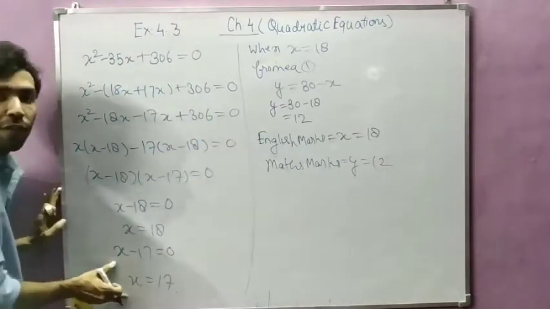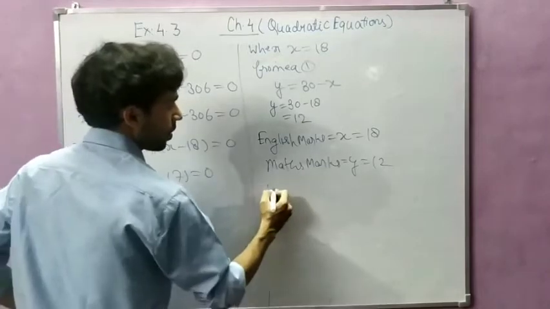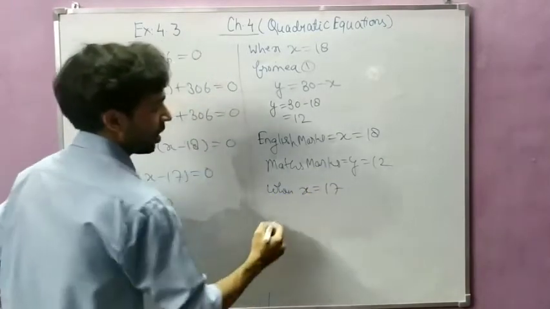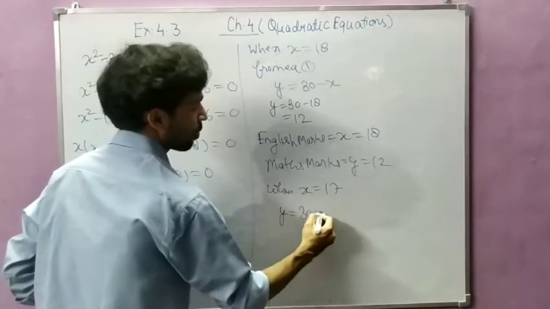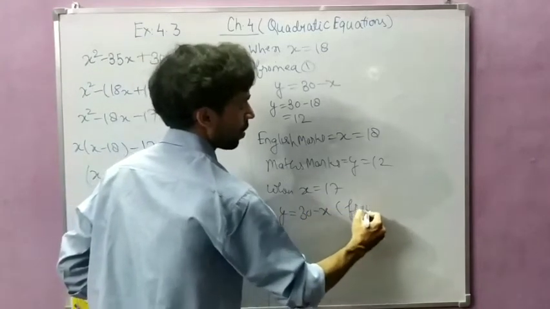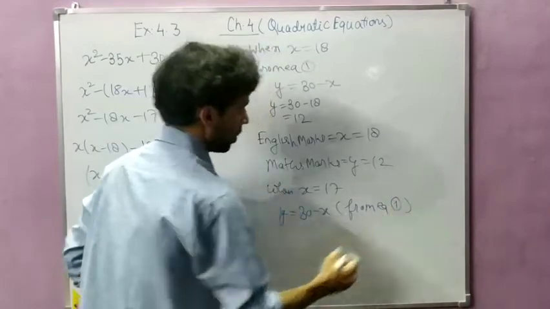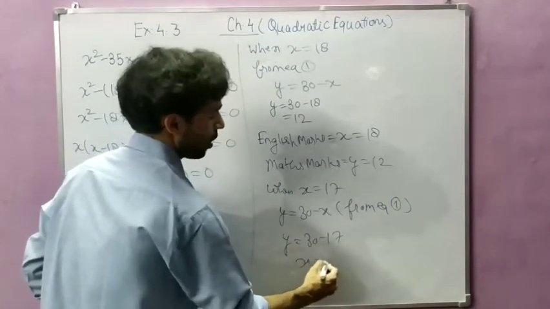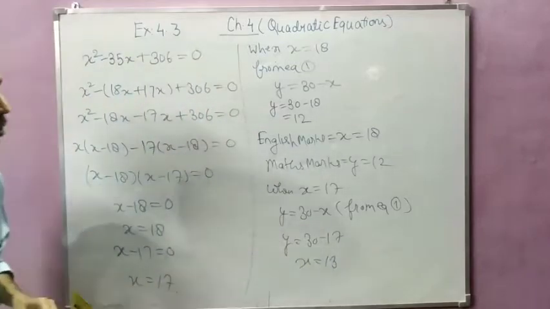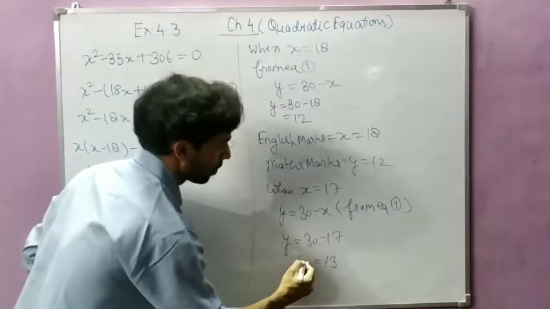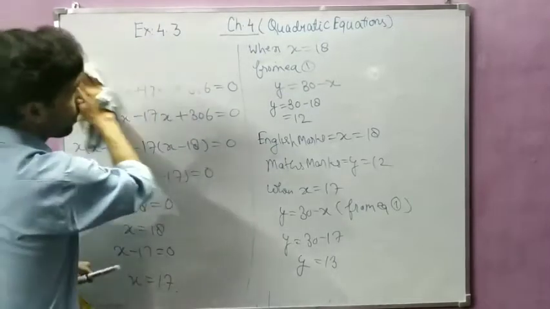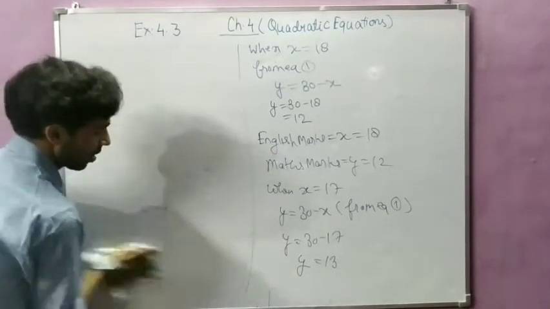Now one more value of x is there. So when x equal to 17, then y will be 30 minus x, because it is equation number 1. From equation number 1, y is equal to 30 minus 17, so y equal to 13. Y equal to 13. So when x was 17, y was 13.